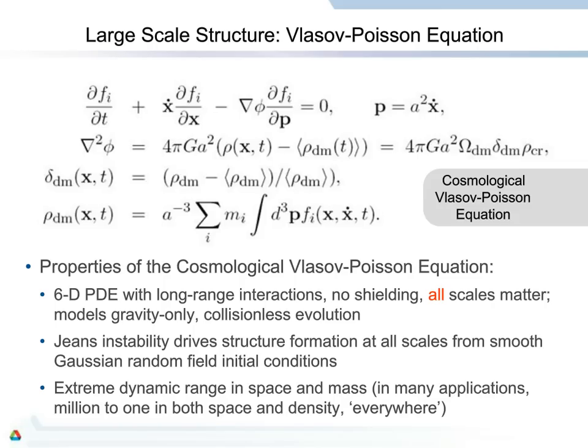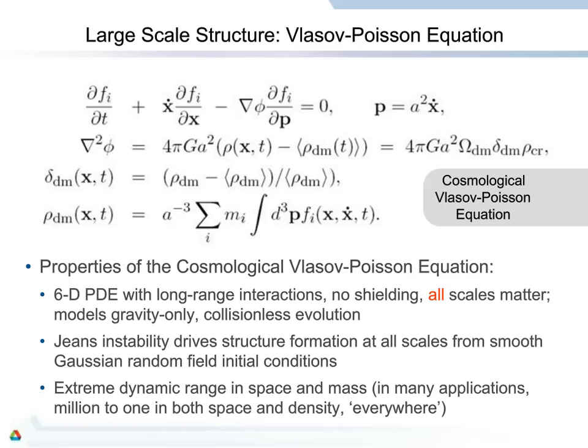That equation comes from general relativity, and with some approximations, it's something called the Vlasov-Poisson equation. It's very, very similar to what's also used in plasma physics, except that here you have gravity and there you have electromagnetism, but it's very similar. It's a six-dimensional partial differential equation.